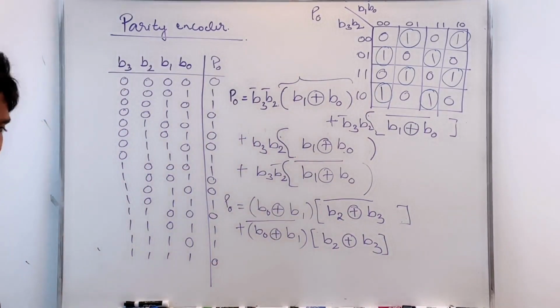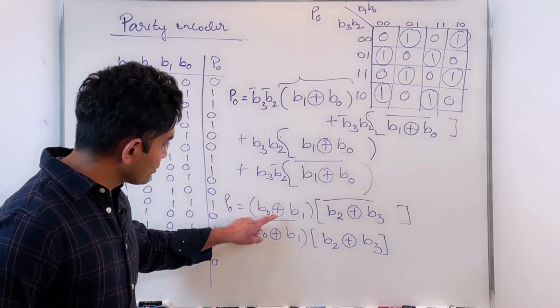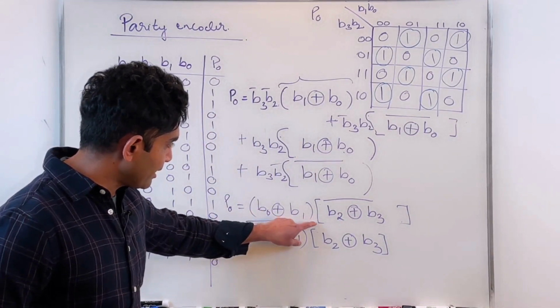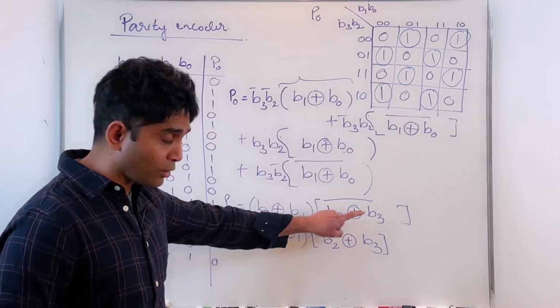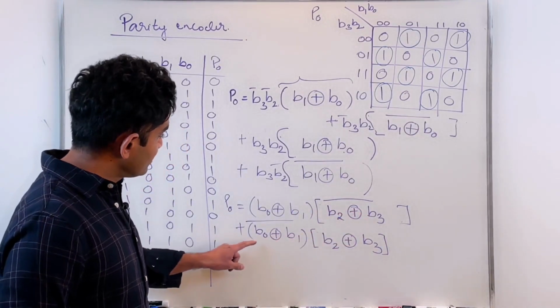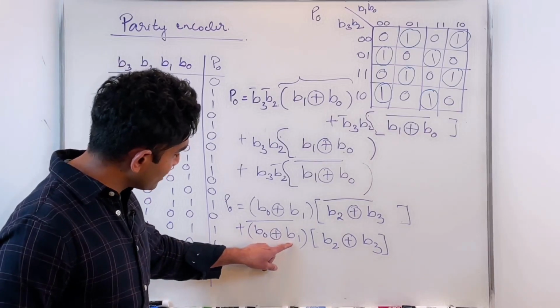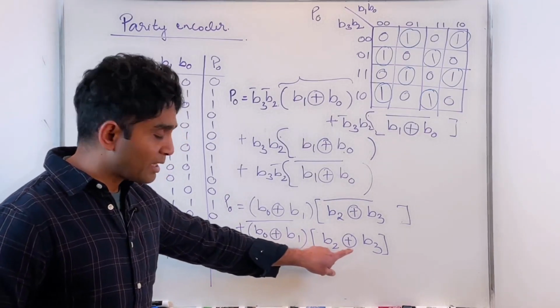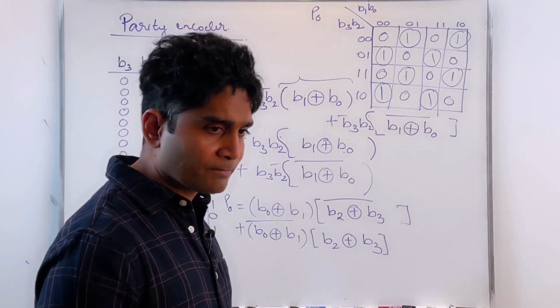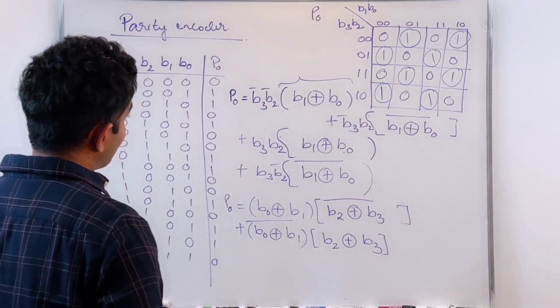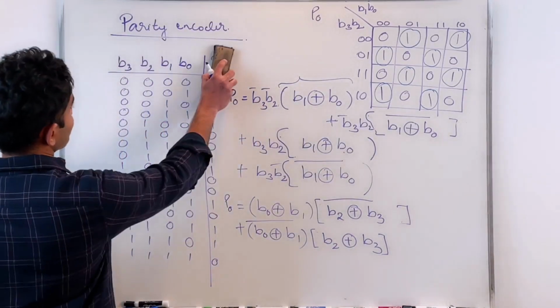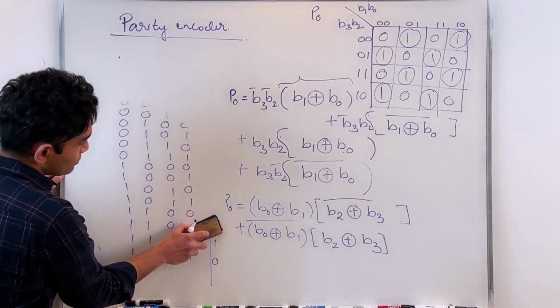Okay, so my P0 now becomes P0 = (B0 XOR B1) XNOR (B2 XOR B3), plus (B0 XNOR B1) times (B2 XOR B3). Okay. We don't need this anymore, so let me take this out.